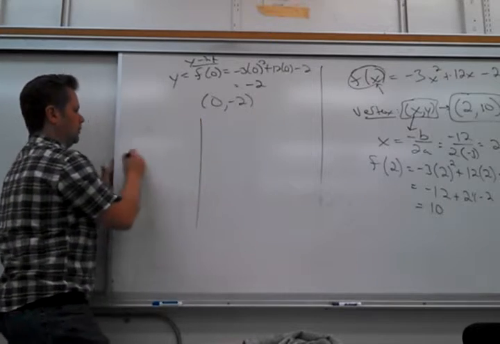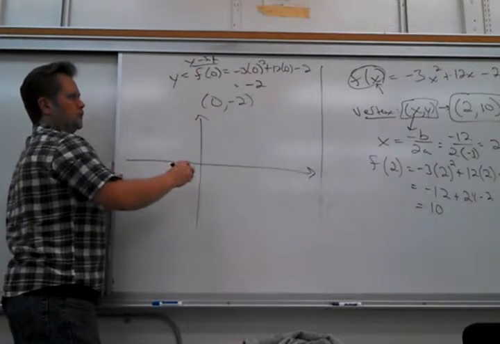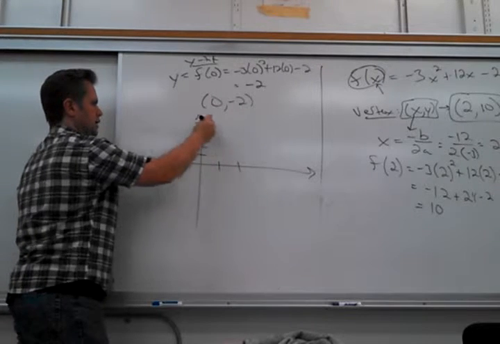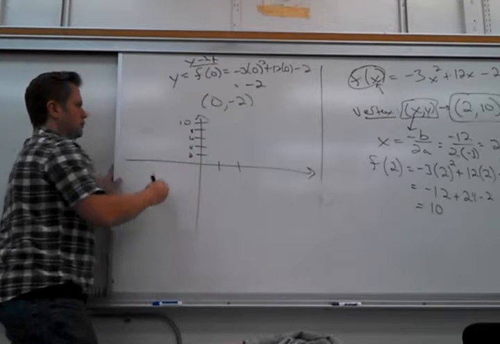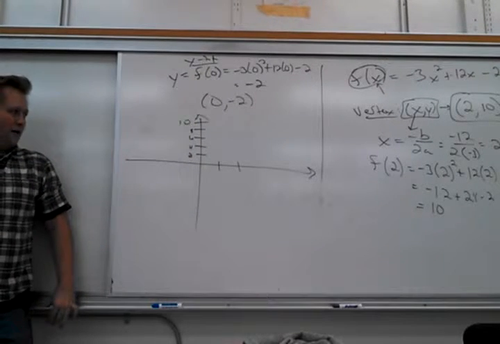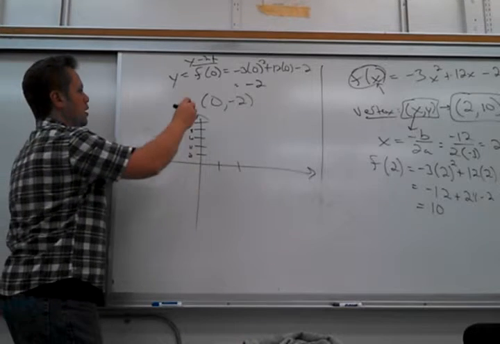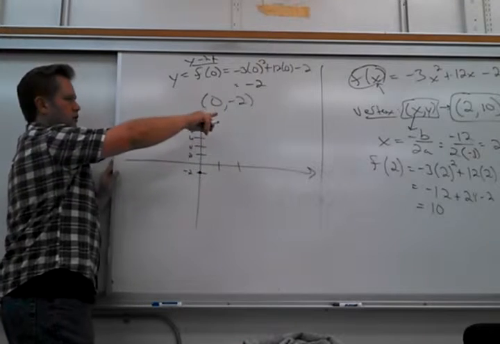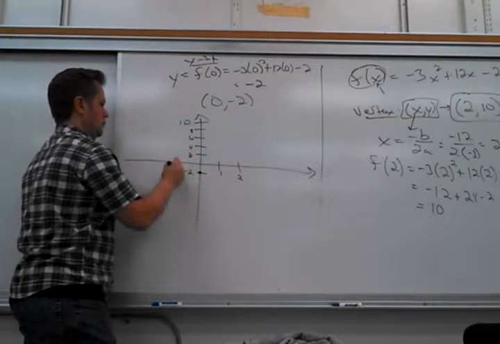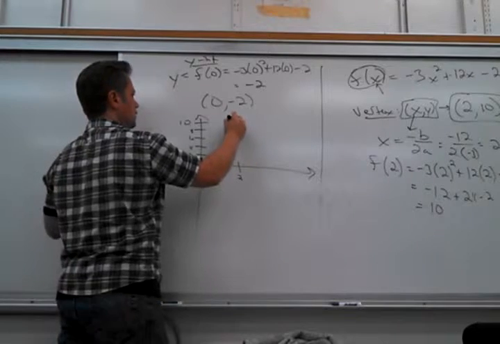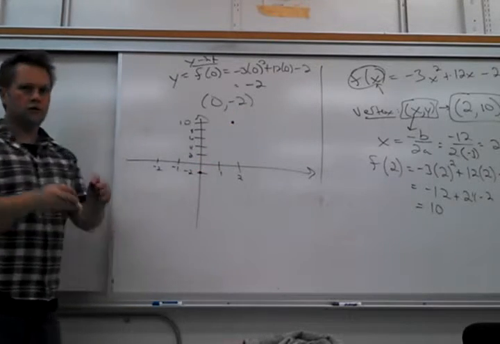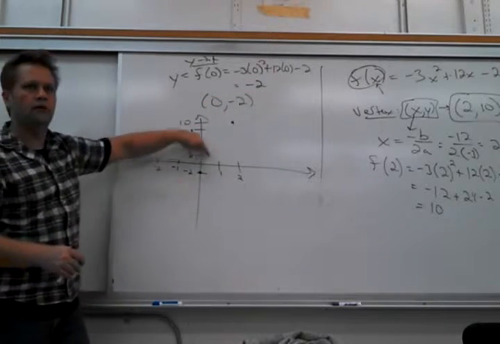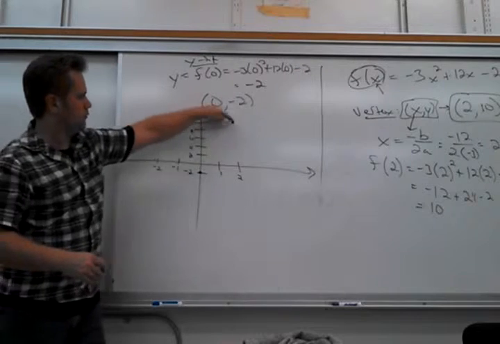Let's try to graph this. We only know a couple things about it. We know that the vertex is at 2, and let me go by 2s here: 2, 4, 6, 8, 10. Is that cool? Okay. And then my y-intercept is at 0, negative 2, right? So here's my y-intercept. Where's my vertex again? 2, 10. Now I don't even have to realize that negative means it opens down. It's got to open down, doesn't it? That's the vertex, so it's got to go like that.